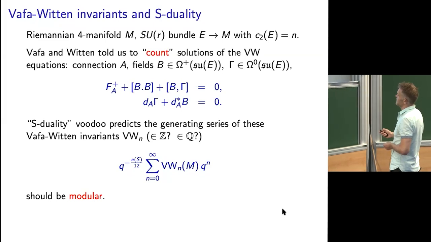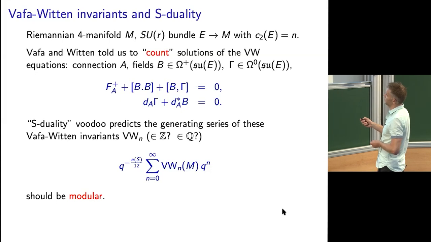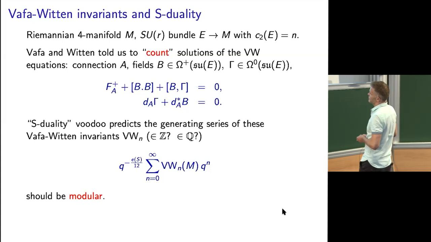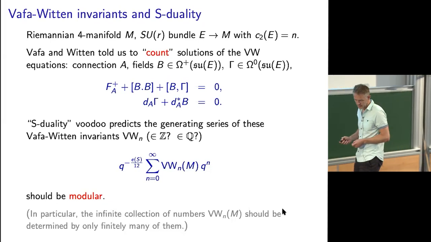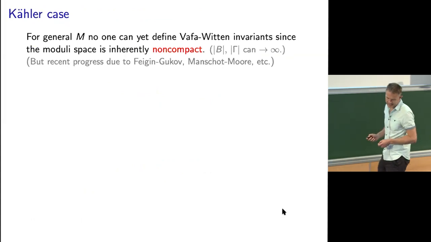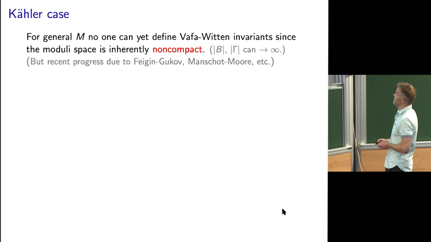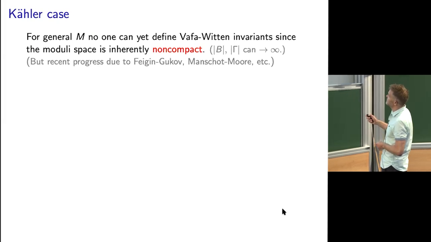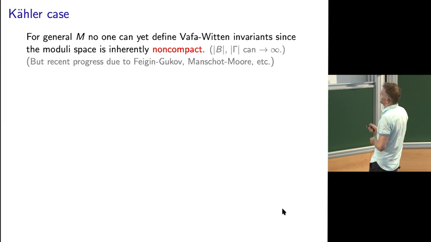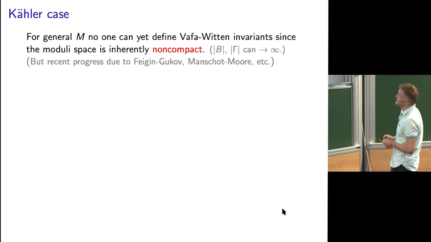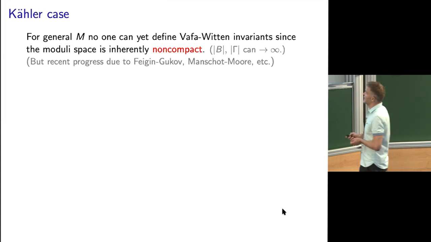Then there's this sort of voodoo in physics which says that when you form a generating function, or Fourier series, of these invariants, these counts, then you should get modular forms. So in particular, this infinite collection of numbers should be determined by only finitely many numbers. We still can't define Vafa-Witten invariants, I should say. But there's been some very recent progress by some physicists defining them in other ways using TQFTs, and now more progress on really using the equations and almost complex structures. So there's some hope now that maybe one day we'll be able to define these invariants. But what these lectures are about is defining them in the algebraic case or the Kähler case.